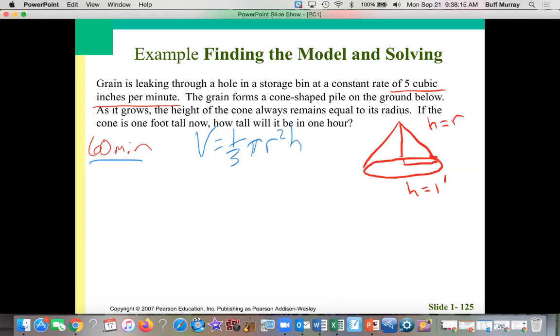Okay, so I'm going to erase this, and I'm going to go back and change that to 12. We could convert it later, but it's just going to be easier if we do it now. Okay, so can we find the volume of the pile right now? Do we know the radius? Same as the height. Do we know the height? Yes. So what's the volume right now? Find that for me.